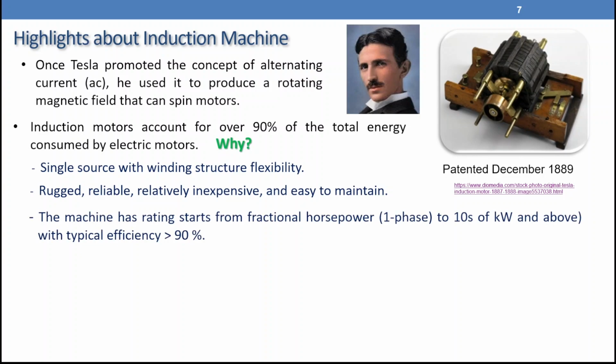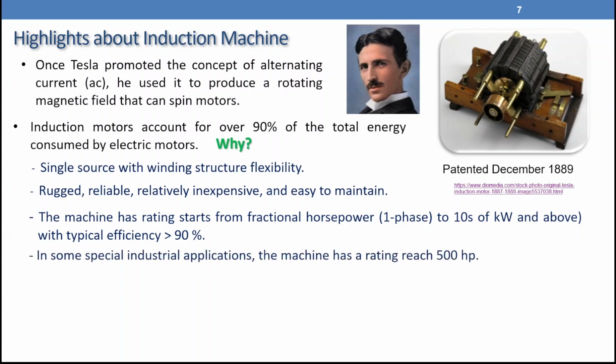Also, the machine has a rating that starts from fractional horsepower at the level of single phase up to tens of kilowatts and above for 3-phase. The typical efficiency is more than 90%, and nowadays we can reach more than 95%. Also, in some special industrial applications, the machine has a high rating, reaching up to 500 horsepower, something like mining applications or fans for mining applications.